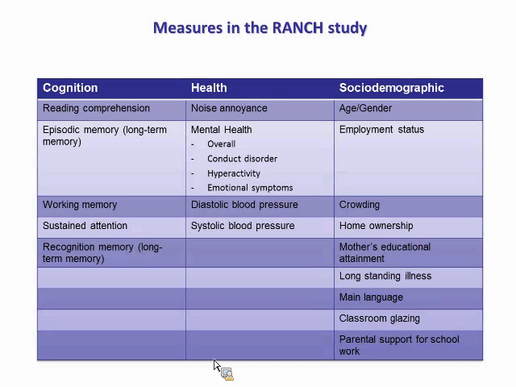I'm just going to go quickly through this. I've got too many slides. Just to show you that we covered a whole range of things. We had reading, memory, different types of memory. We looked at noise annoyance, mental health. We measured the blood pressure in some of the children. And then the parents gave us a questionnaire, and we got a host of information on socio-demographic and socio-economic factors. And so today I'm going to just quickly talk about the mental health findings.